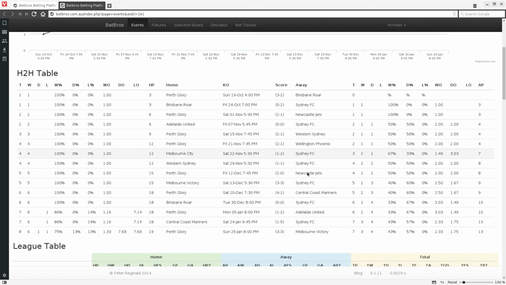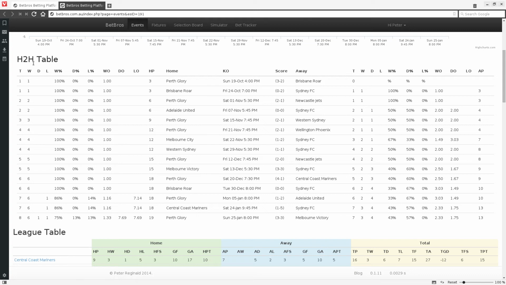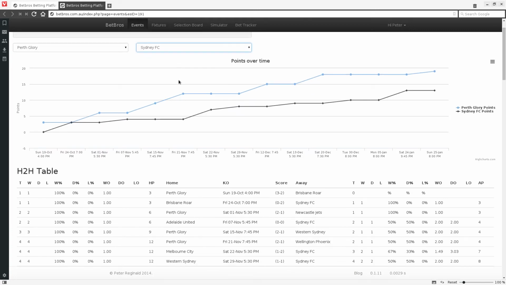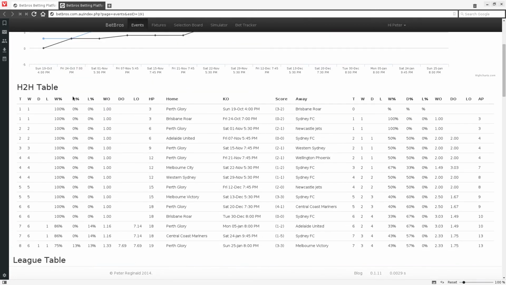Anyway, this head-to-head table, because I've entered Perth Glory for home and Sydney FC away, is giving me an accumulating table for all the games where Perth has played at home. So first Perth Glory played against Brisbane Roar. The score was 3-2, so that's a win for Perth, and Perth accrued 3 points at home.